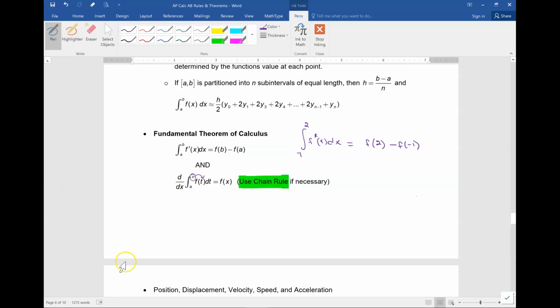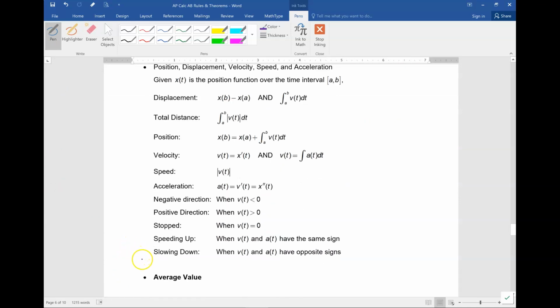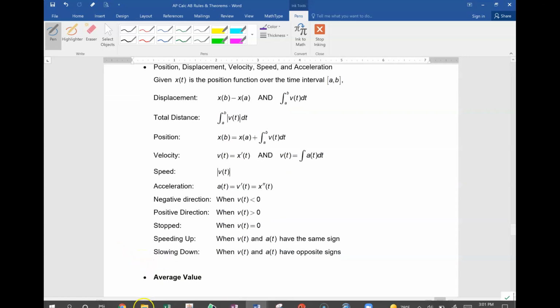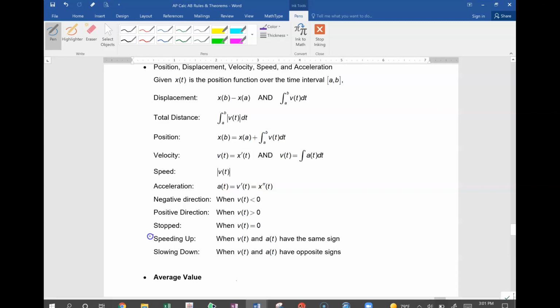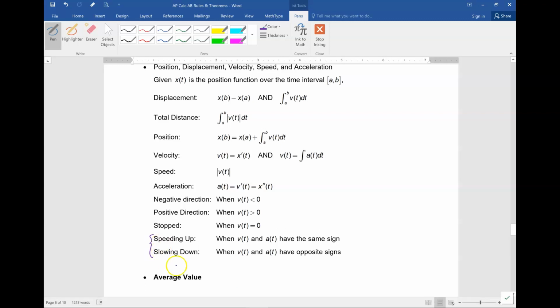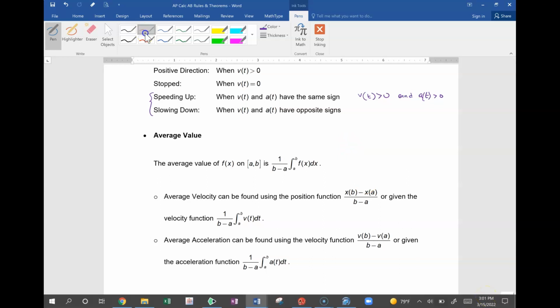All right. Now, here we go. This is everything you need to know about position, displacement, velocity, and all that good stuff. So I don't think there is much I need to go over here. This one, speeding up and slowing down, people just forget. I don't know why people forget. But you have to say, for example, v of t is greater than 0 and a of t is greater than 0 and so on.